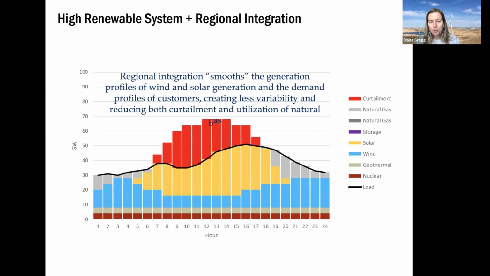And the demand profile also gets smoothed and looks a lot flatter. And so it really makes it easier to meet demand with these renewable energy resources by just really making them match more closely in time of day and timing.